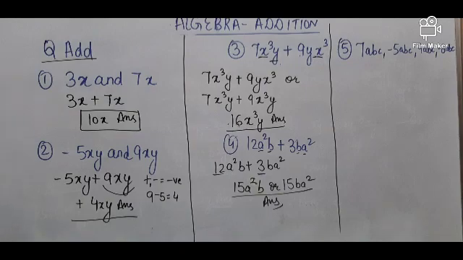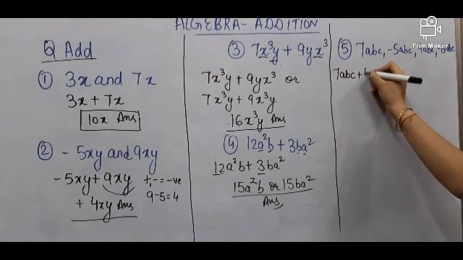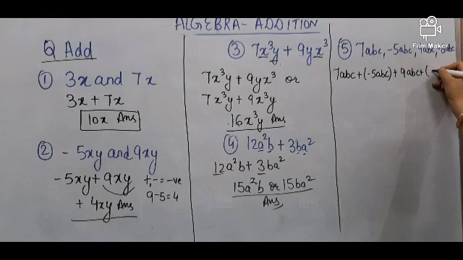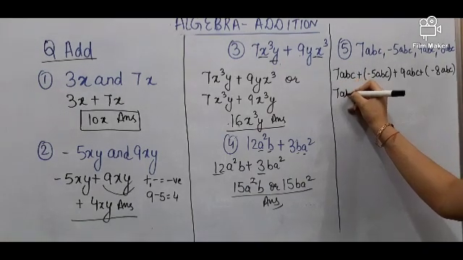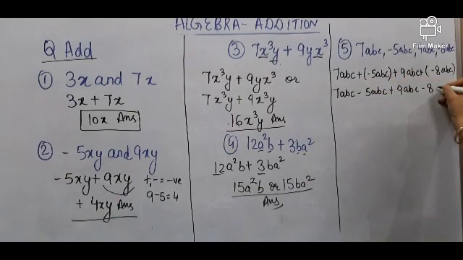Right? Let's move to the next question, number 5. In number 5 we have 4 terms. Some are positive and some are negative. Let's see how we'll solve this. 7abc, then negative 5abc, we'll write in the bracket, then 9abc, then negative 8abc. As we know, when a bracket is preceded by a positive sign, there will be no change in the bracket when we open it. So 7abc minus 5abc plus 9abc minus 8abc.